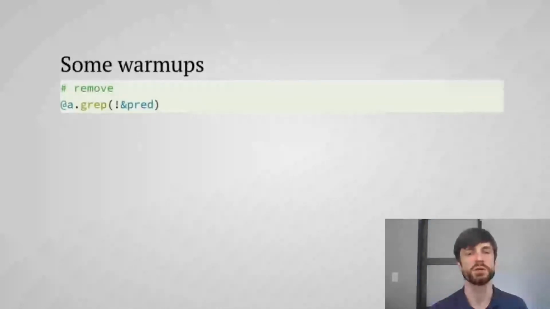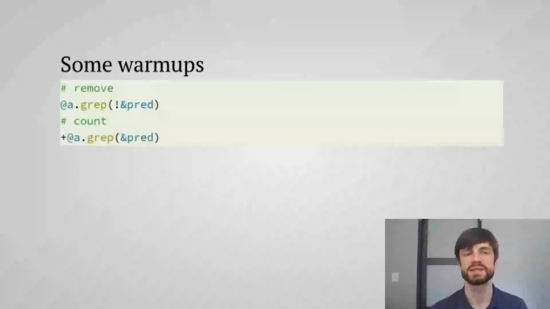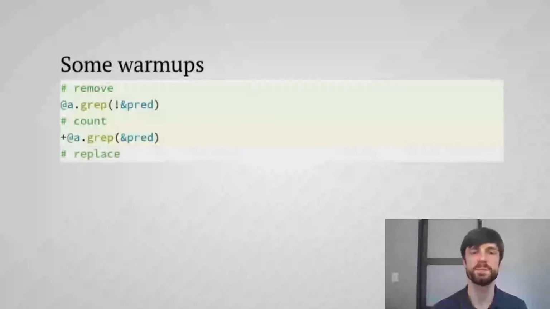Similarly, if we want to count how many elements pass the predicate test, then we just grep over the list, get the passing elements, and then convert that to a number, which just gives us the count, exactly what we were looking for.